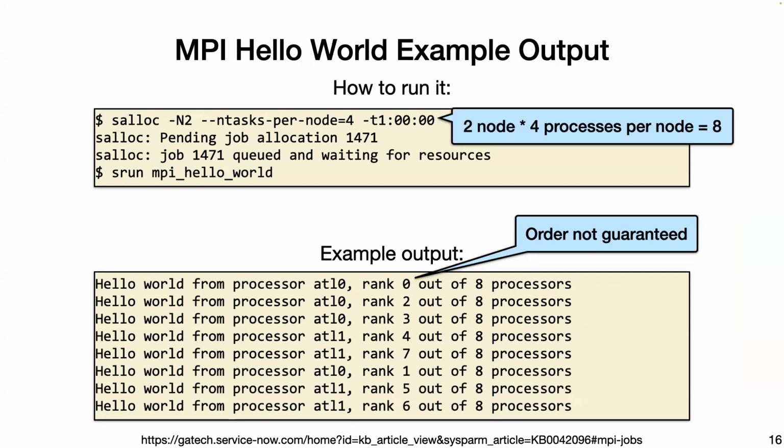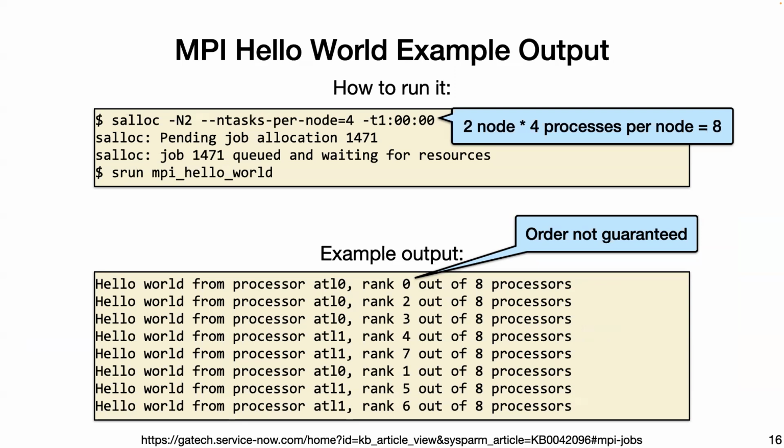So this is how you would run this thing. This is how you use Slurm. If you don't know this, you can learn it in the review session and by looking at the slides. So salloc is asking for an interactive node, and then you can run the job using srun. And this is an example output that you might get from this hello world.